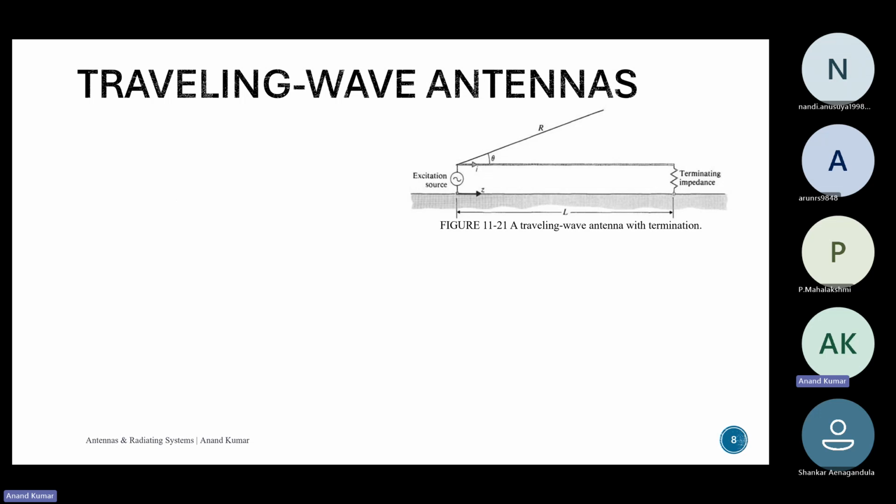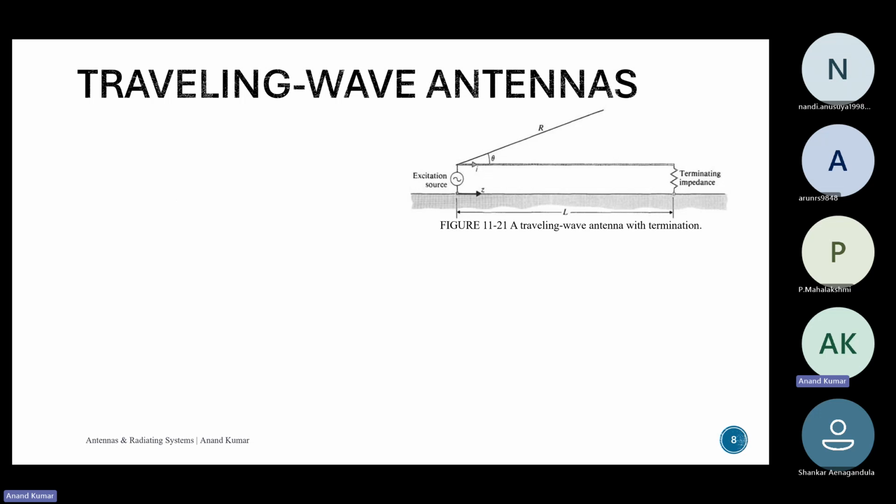So the first one is traveling wave antennas. Although I think these were popular once, they are not so popular now, but we should know how these function and how they are different from the linear antenna.